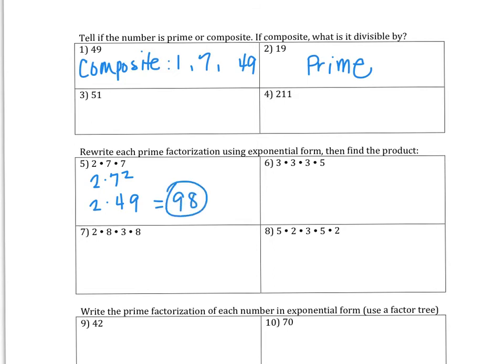Let's do number 6. So 3 times 3 times 3 is the same as 3 cubed times 5. 3 cubed is the same as 27 times 5. And when I multiply 27 by 5, I get 135.